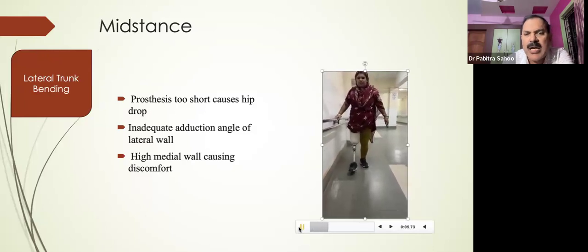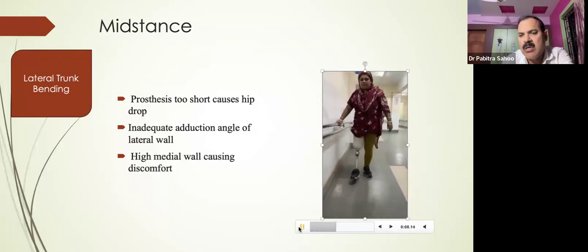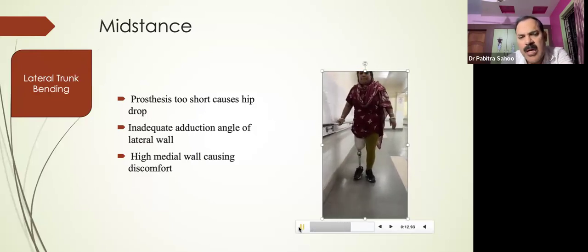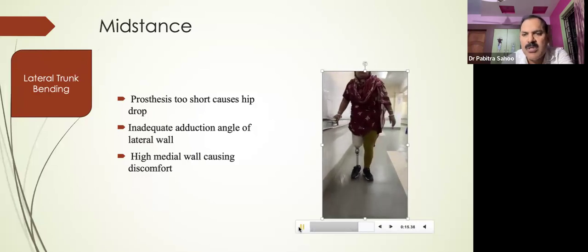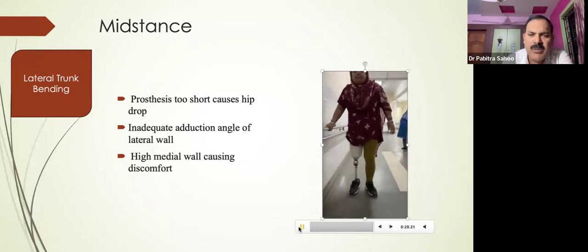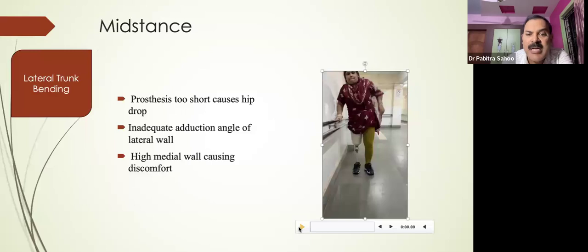If there is inadequate adduction angle of the lateral wall, and from the beginning I am saying repeatedly that the lateral wall should be adducted, then the patient deviates strongly to the lateral side during the stance phase. If there is a high medial wall, and this side is impinging, the patient will try to bend the trunk to the prosthetic side to relieve pressure on the medial brim of the socket. Okay, so these are a few things which can give rise to lateral trunk bending.